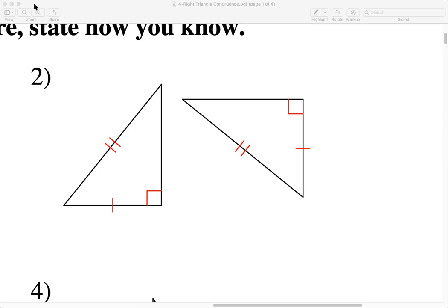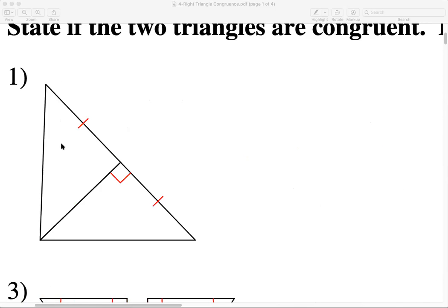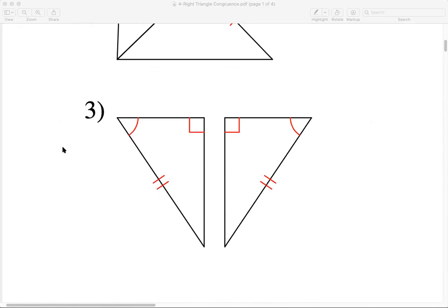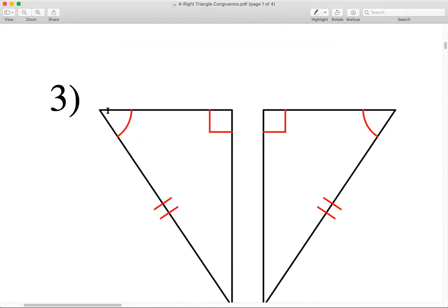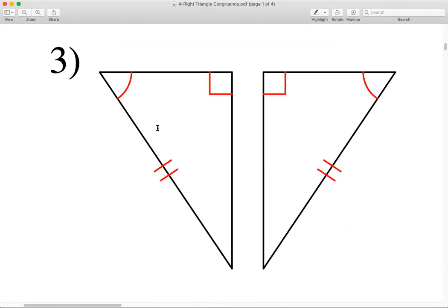And let's go to example number 3. Let's find out. If you want to answer, you can pause the video and try to answer example number 3. Okay, and continue playing the video once you have the answer. And let's see if our answers are the same.